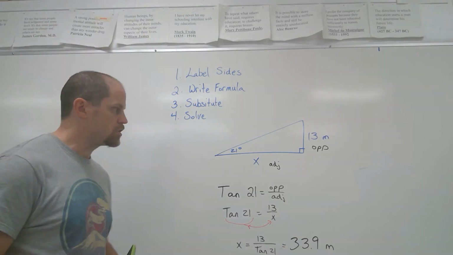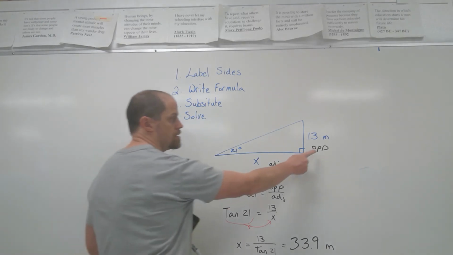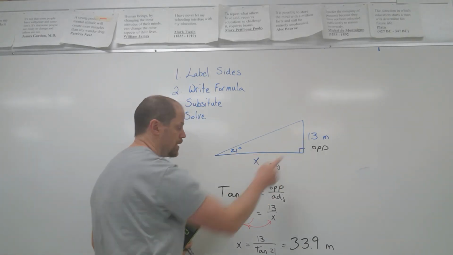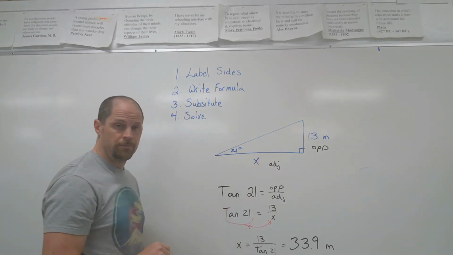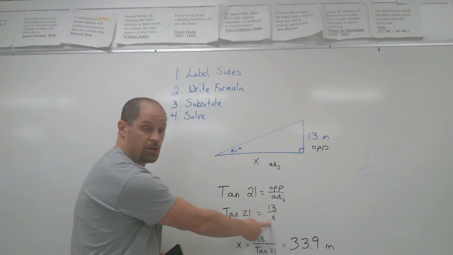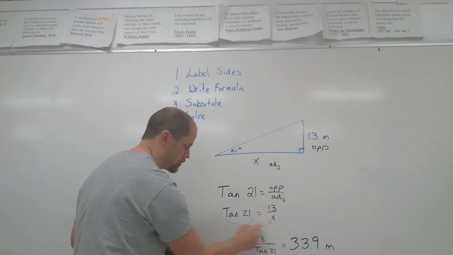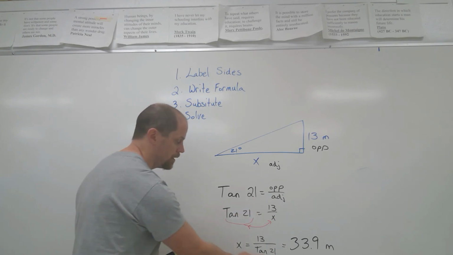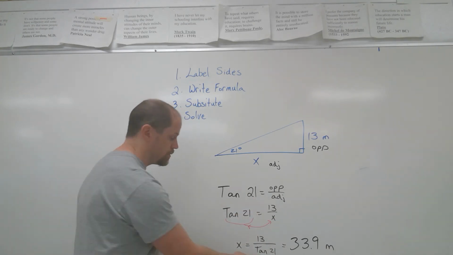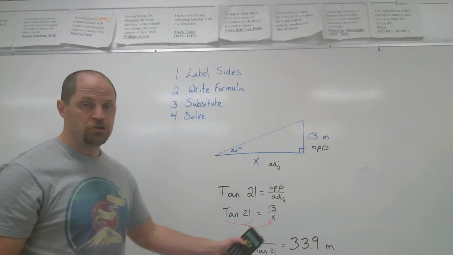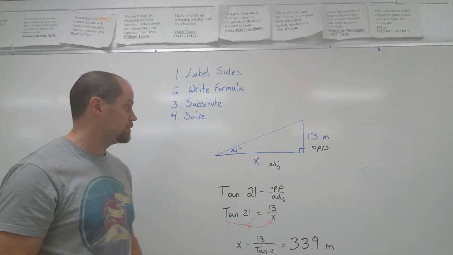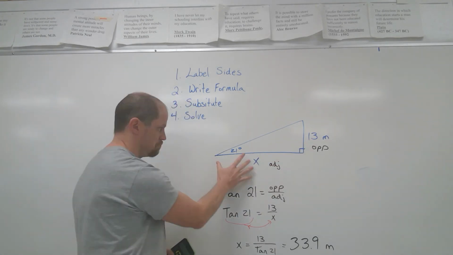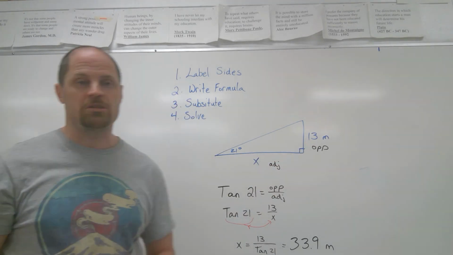So just to go over it, we always start by labeling the sides, opposite and adjacent. We have 21 degrees and 13 meters, so we plug those into the formula. And the unknown is on bottom, so we have to do the switch. The shortcut, switch these two. The entire thing, the tan and the 21, goes to the bottom. And once you've got that, plug it into your calculator. You should get 33.9 meters. And that makes sense. If this is 13, this is much longer. It looks right. 33 looks about the length it should be.